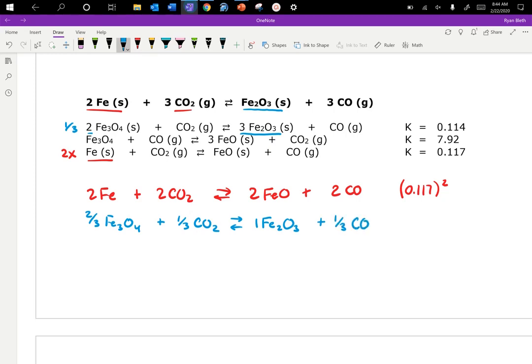Now, I've taken that K value, pardon me, of 0.114, and I'm going to take it to the 1/3 power, which is like the cubic root. So whichever one you prefer, you can write it as cubic root of that, or write it as raising it to the 1/3 power. And that takes care of our iron.